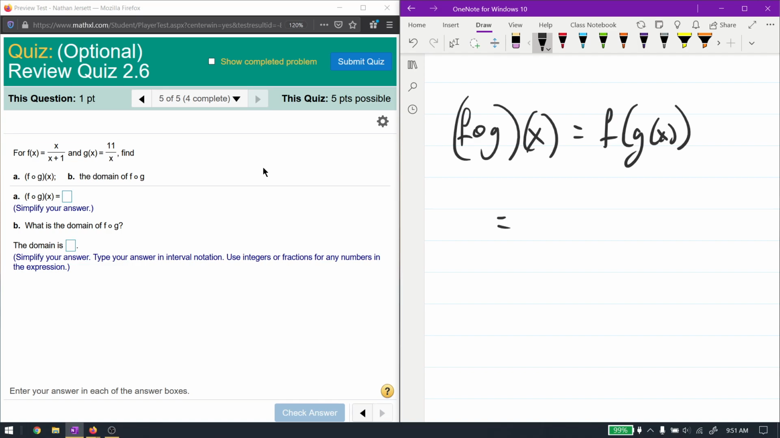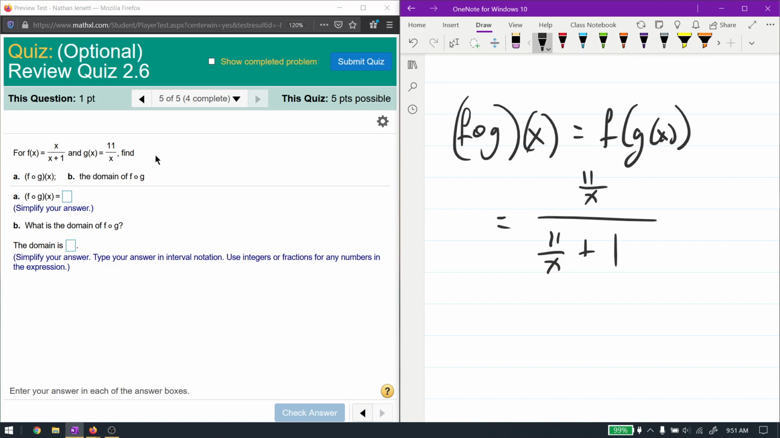F of x is x over x plus 1. So g of x, which is 11 over x, that's going to be plugged into this first x spot and the second x spot. Every occurrence of x must be changed. So f of x is x over x plus 1. But now in each x spot, we're going to plug in g of x. There's a first g of x, and there's a second g of x. So this is f of g of x.